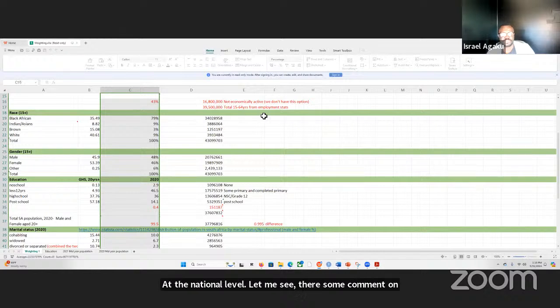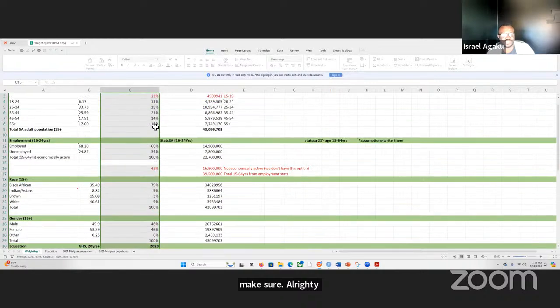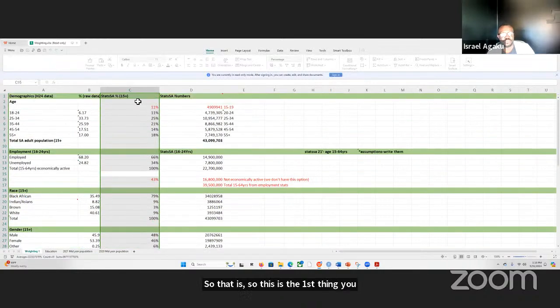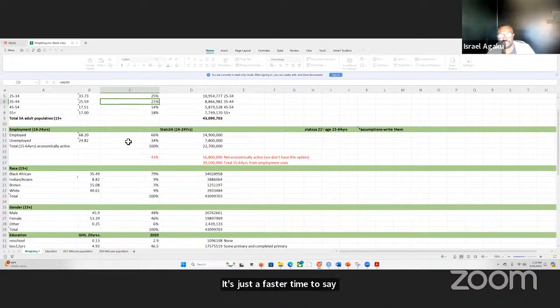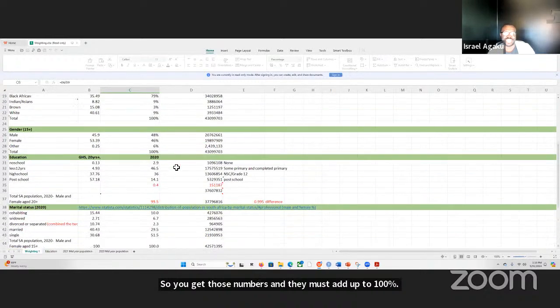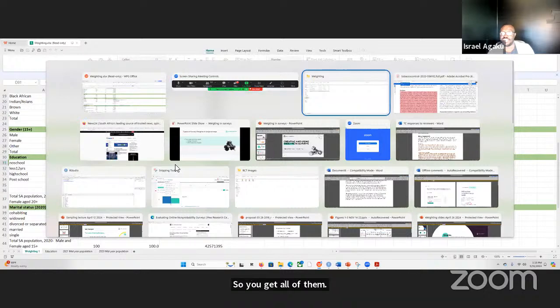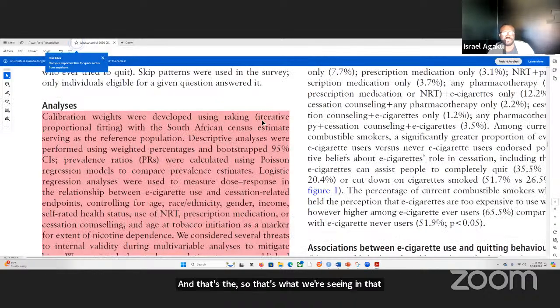Alrighty. So this is the first thing you need. You need to know what we call the population marginals. It's just a fancy term to say what is the percentage for each of those groups in the population you are referring to, that is the reference population. So you get those numbers and they must add up to 100%. So you get all of them, and that's what we're saying in that sentence here. When we go back here: calibration weights were developed using raking with the South African census estimate serving as a reference population.